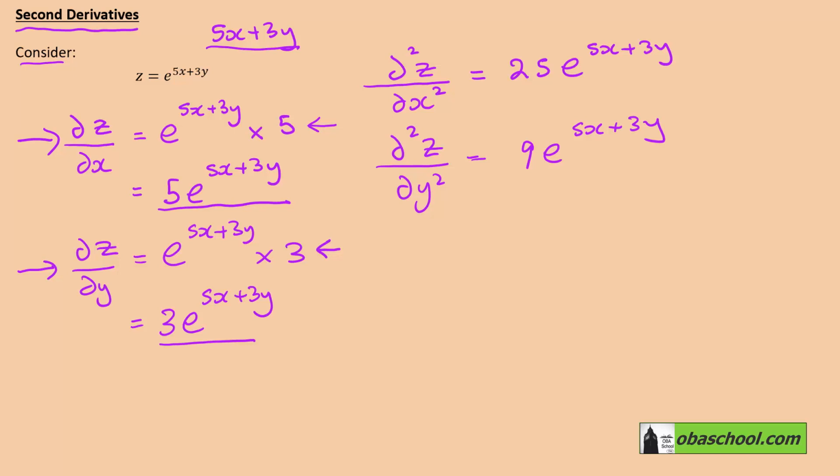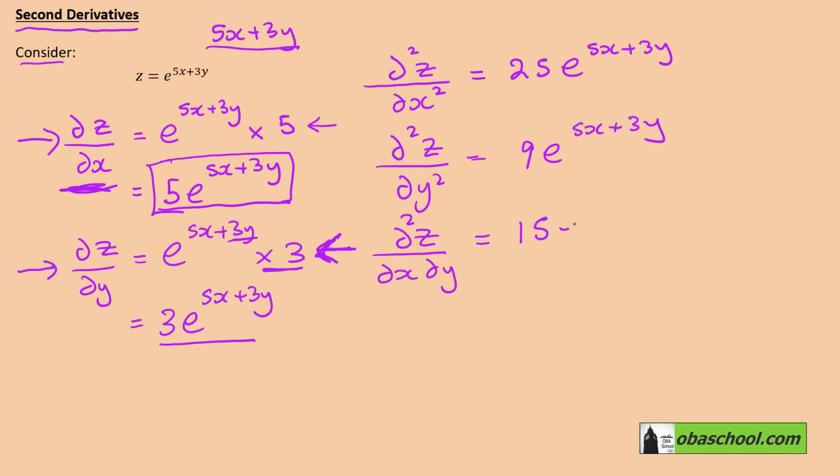So, now consider taking dz dx and differentiating with respect to y. That gives us something that we call d2z dx dy. So what we'd do is we'd start with this, but then the differentiation would proceed like this one. So because we're going with respect to y, we'd get a 3 come out at this stage. So that would give me 15 e to the 5x plus 3y.